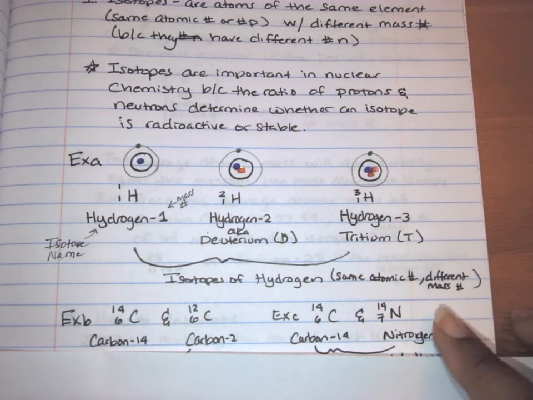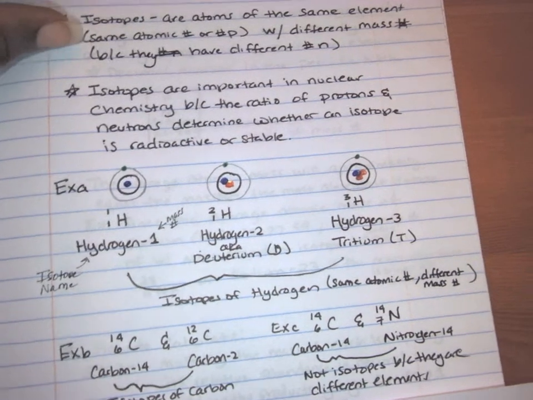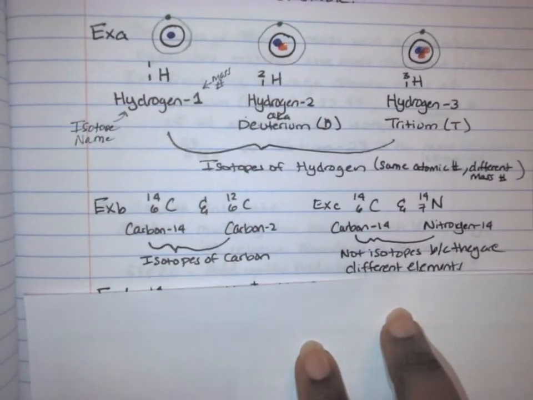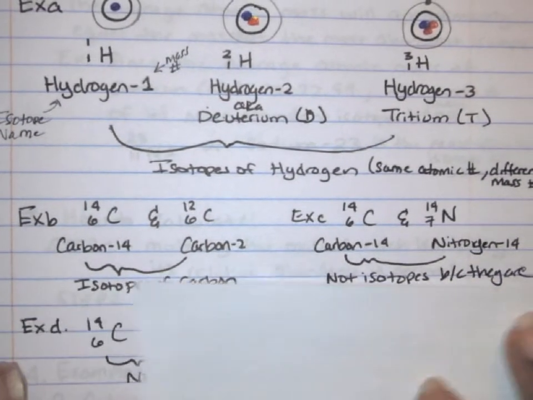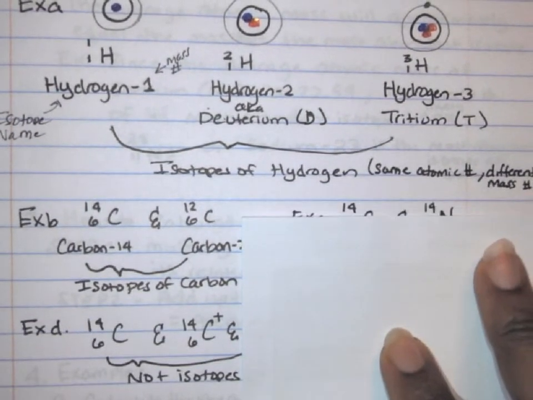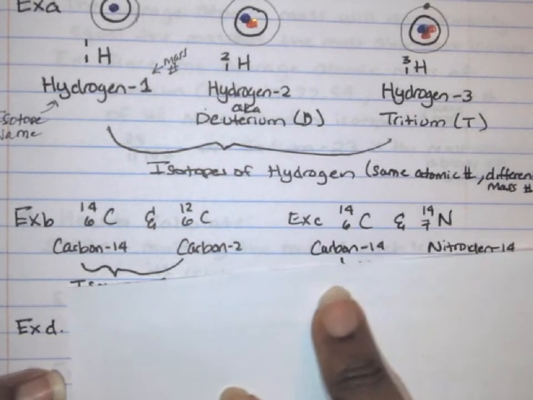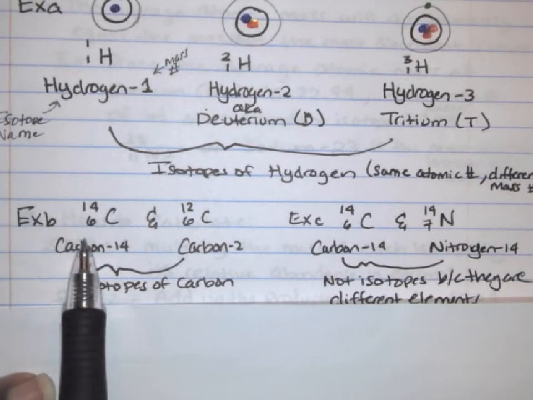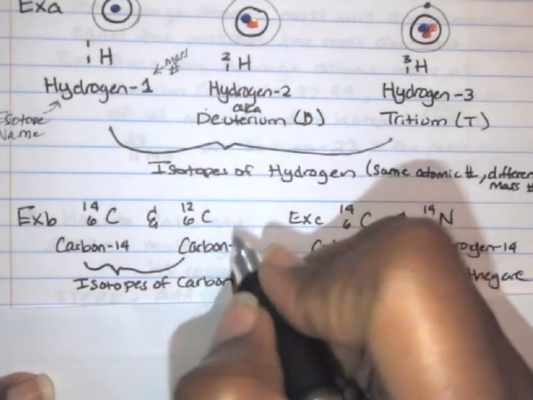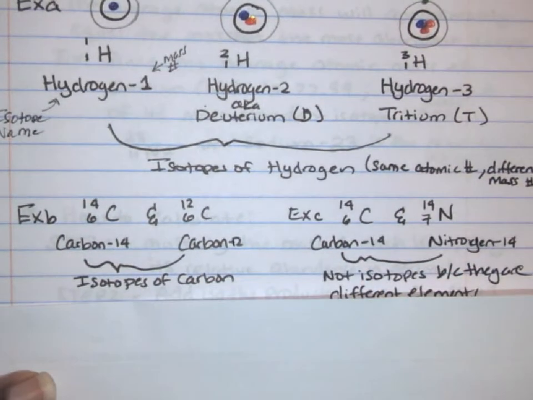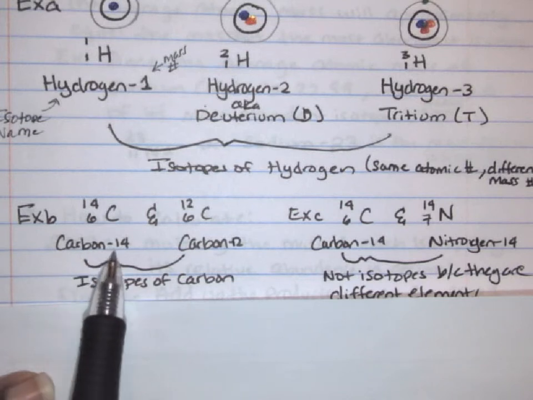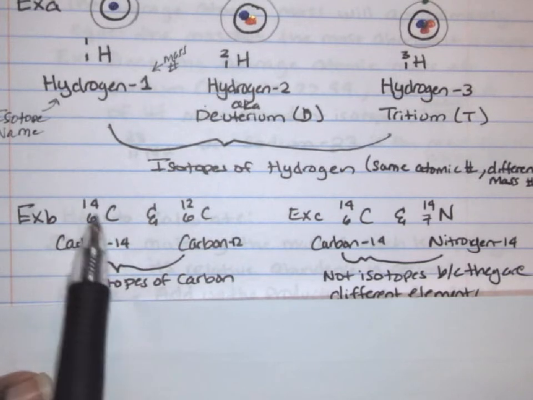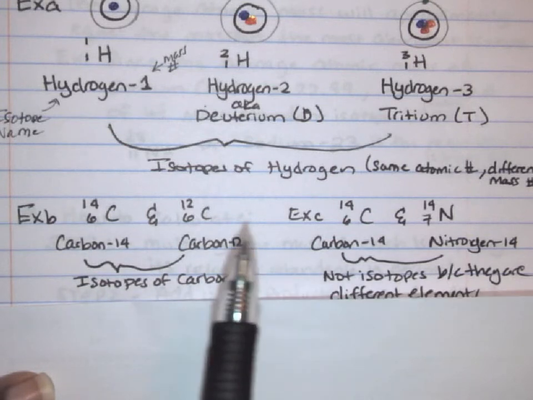Okay, let's look at some more examples of isotopes and also some non-examples of isotopes. So the next example we're going to look at is for carbon. Example B here, we have carbon 14 and carbon 12. It should be a 12, by the way. Okay. So remember, for these isotope names, that number there represents the mass number, right? Okay, so carbon 14 and carbon 12, they're both isotopes of carbon.